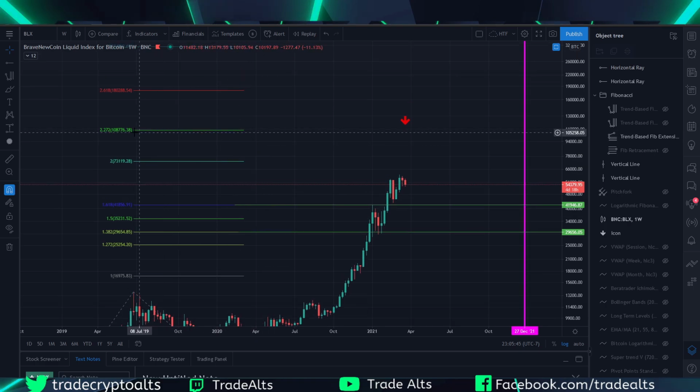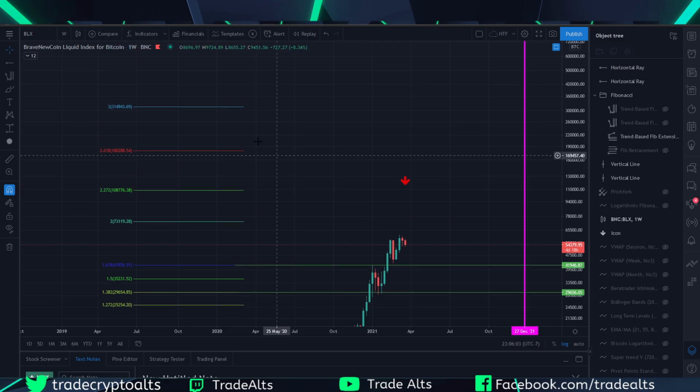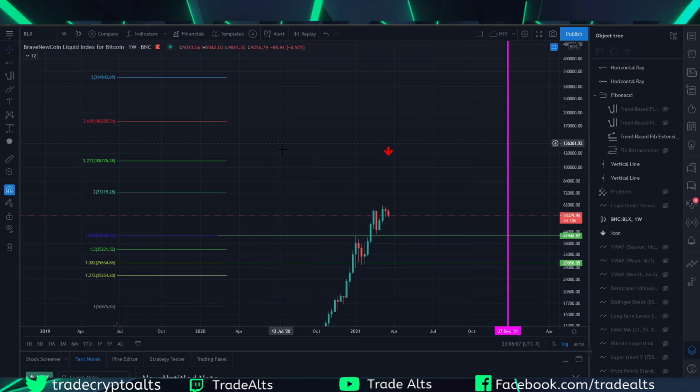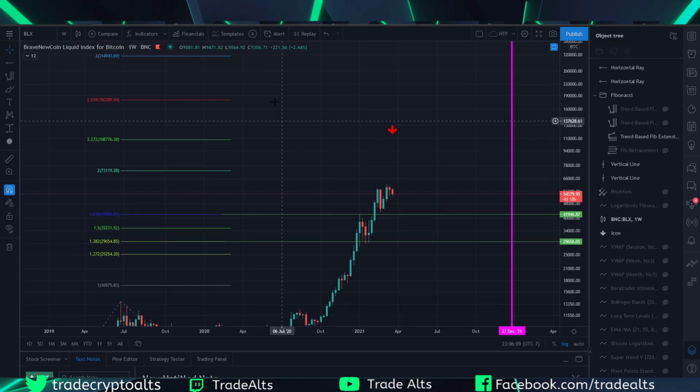2-spot 272, 108,000. 2-spot 618, which is a very, very key level because the 1-spot 618 did so well calling this top. If price got to $180,000, I would put a lot of pretty decent emphasis on this being a really important resistance. And obviously going higher, you can see the numbers start to get astronomical. So I'm not going to really talk about those yet, but definitely some levels to keep an eye on.